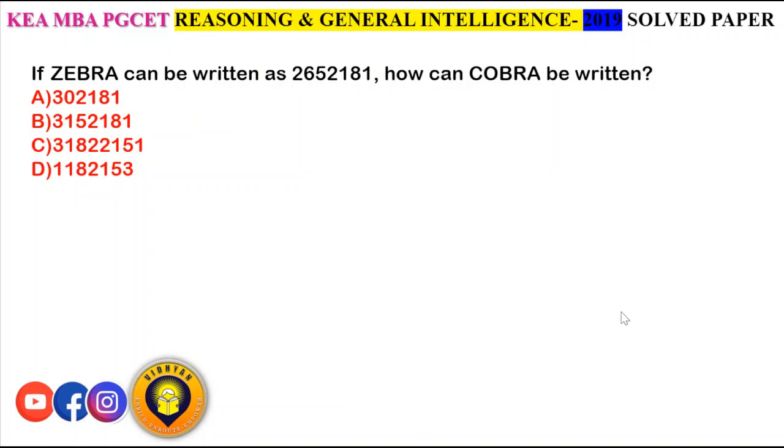If zebra can be written as 2652181, how can cobra be written? Okay, so here zebra is written as 2652181, but actually this is not 2652181.